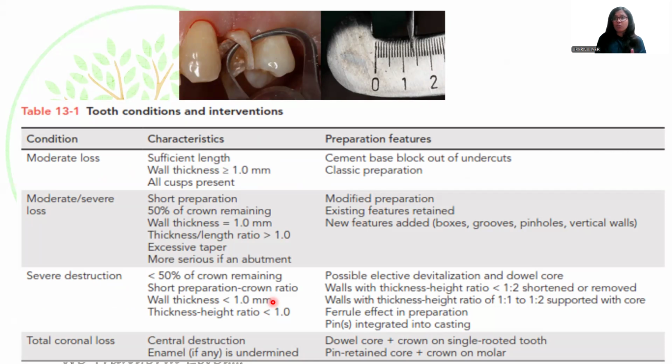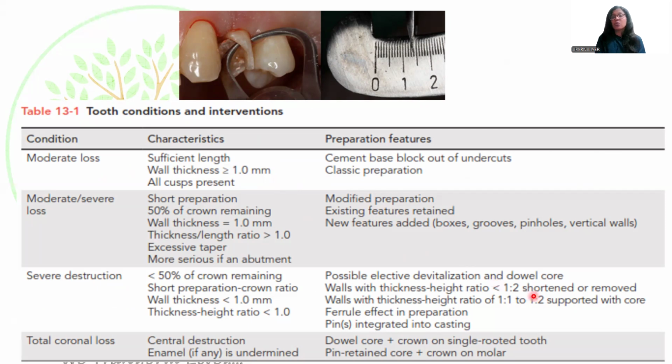Now, how do you assess if the abutment is optimum enough? Based on the type of tooth loss present, you measure the thickness of the wall of the abutment teeth as well as the height of the abutment teeth. Now, if the thickness to height ratio is more than 1 mm, you can give an FPD prosthesis by giving additional features like boxes, grooves, pinholes, vertical walls, etc.